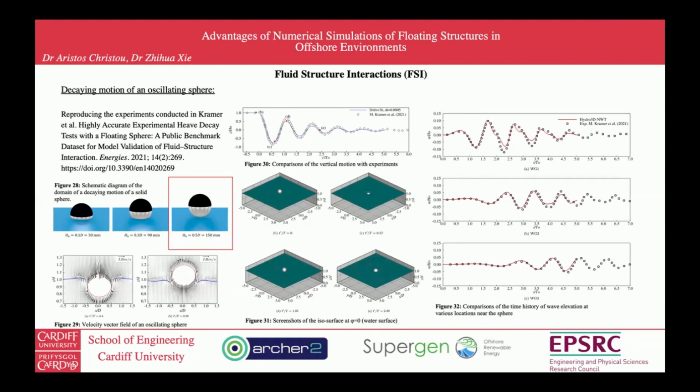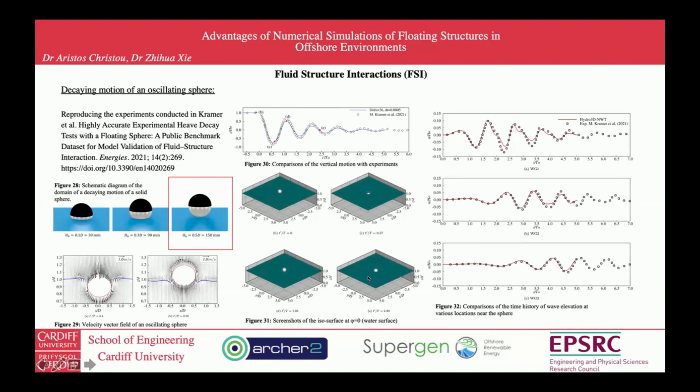For example, here we reproduce experiments of a solid sphere oscillating in still water conditions from an initial height. Here we present results from the steepest case, or the case with a higher level of initial elevation. We can see the velocity vector field during elevation, but more importantly, we can see how the solid sphere and the water surface interact.